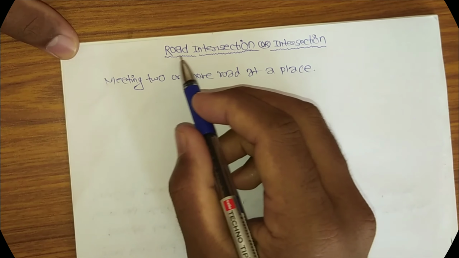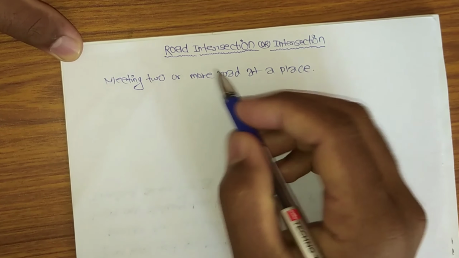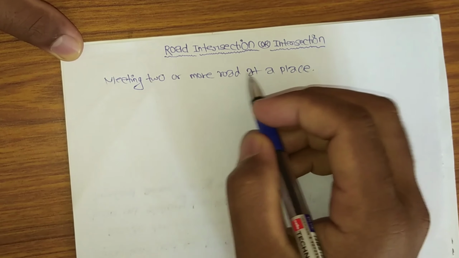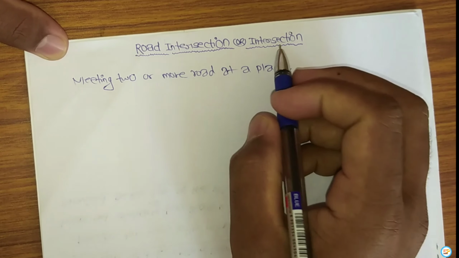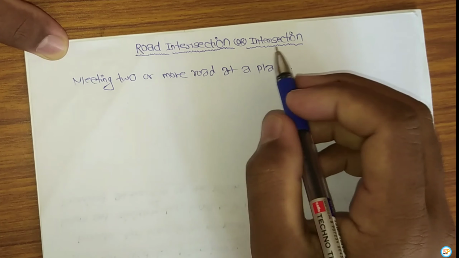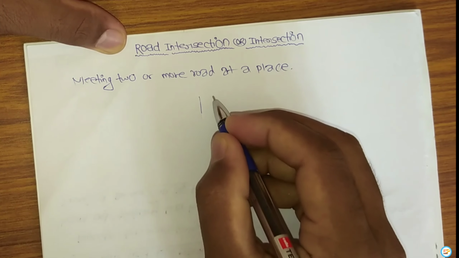So let me define first what is a road intersection. Well, an intersection is an at grade junction where two or more roads or streets meet, or you can simply define the intersection as two or more roads meeting at a place. So that is nothing but an intersection. Let me show you the figure of how it looks.